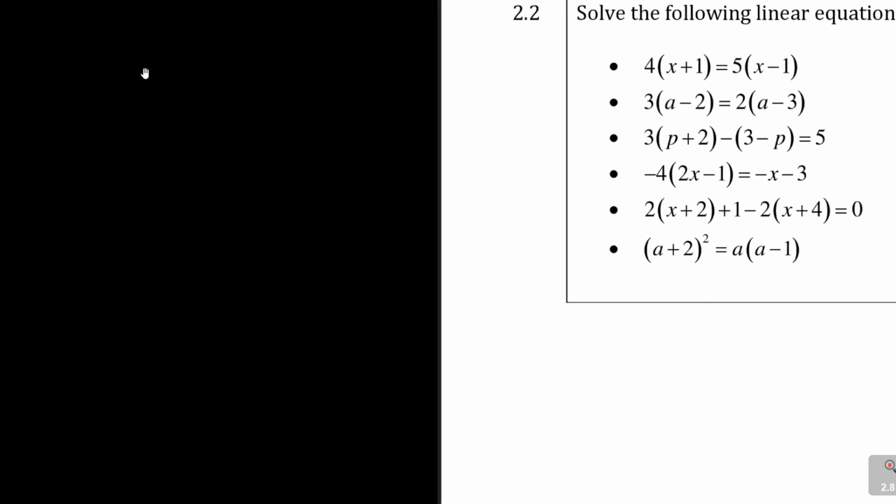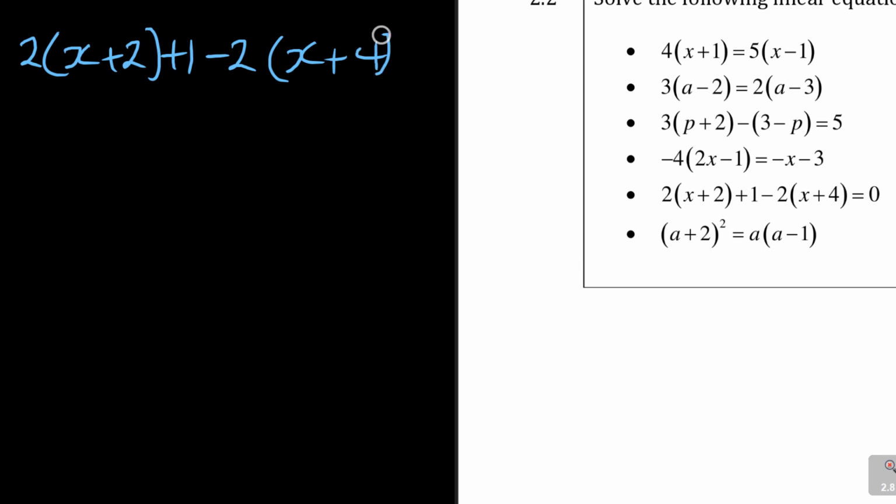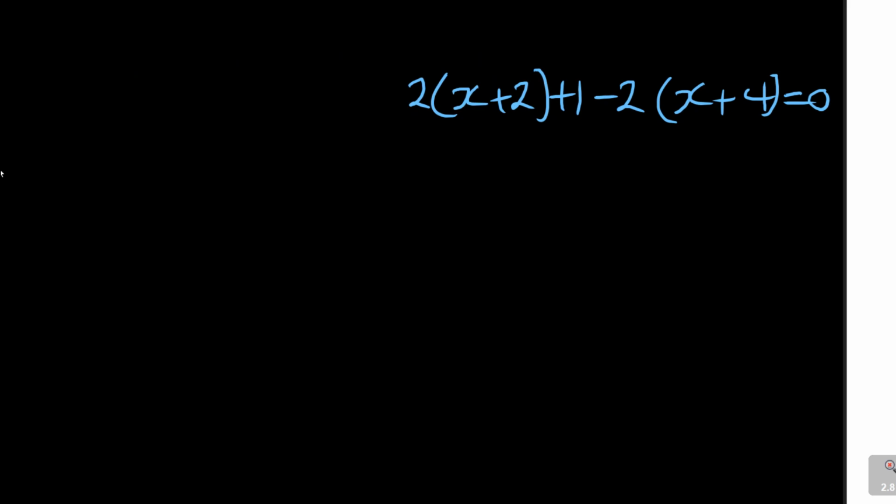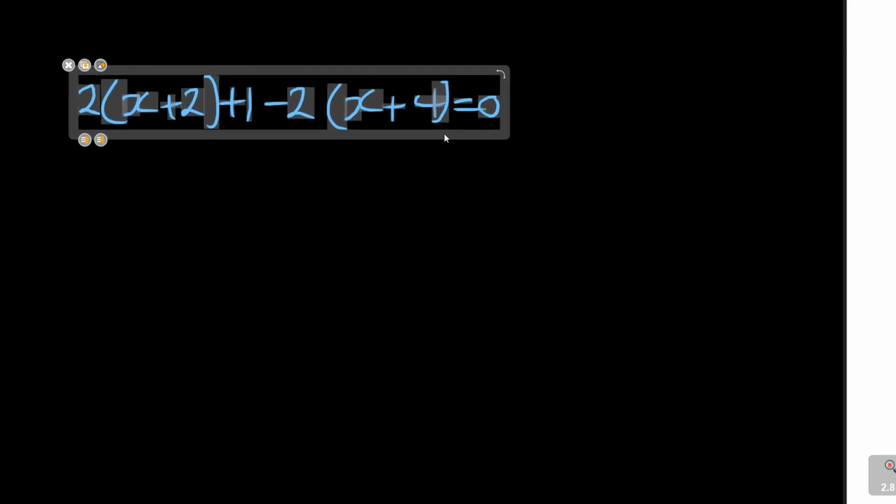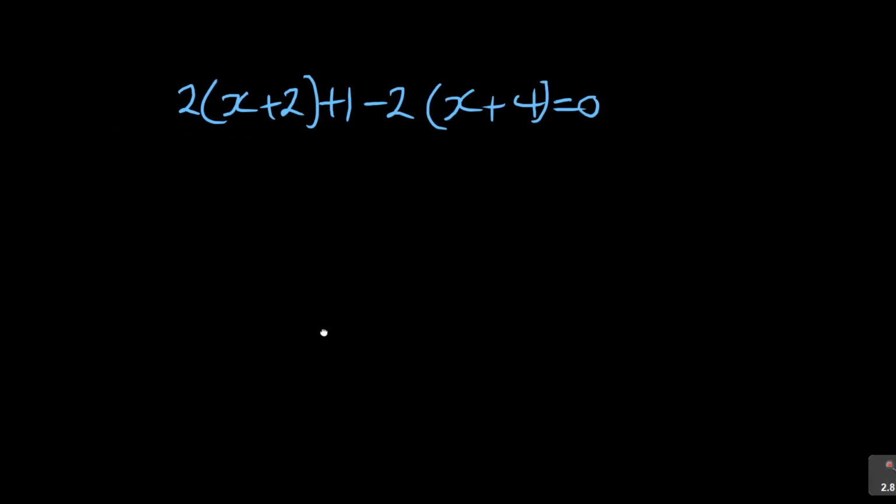Okay, look at the next one. Finishing it up now. The other one is 2 bracket x plus 2 plus 1 minus 2 x plus 4 equal to 0. Now pay attention a little bit here. It's not difficult, but a little bit of attention will be needed just to make sure you don't make errors.